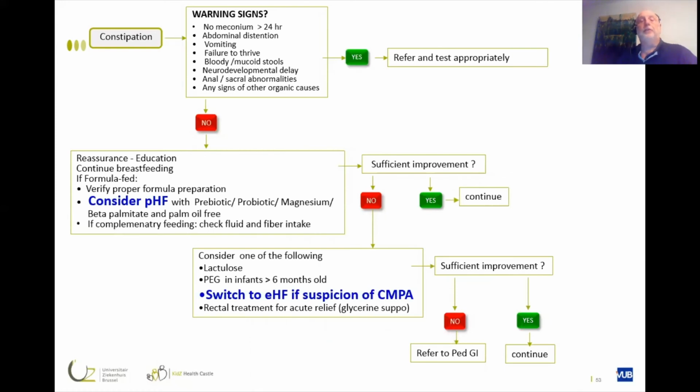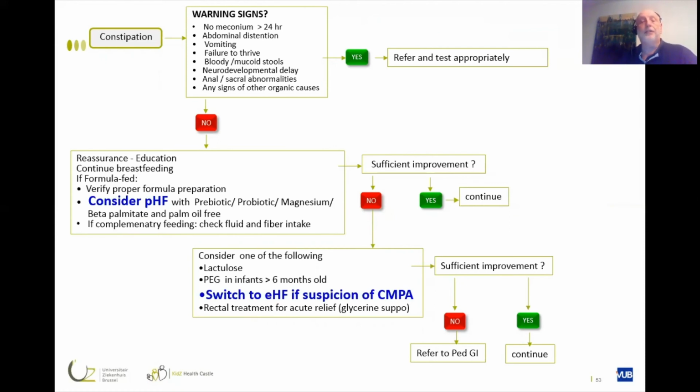So how to manage constipation? Again, look for warning signs, and allergy is among those warning signs. Refer and test appropriately. If these are absent, then reassure and educate the parents, and consider a partial hydrolysate with prebiotics, probiotics, increased magnesium, beta palmitate, and palm oil-free formula. If there is sufficient improvement, you continue with your therapeutic intervention.